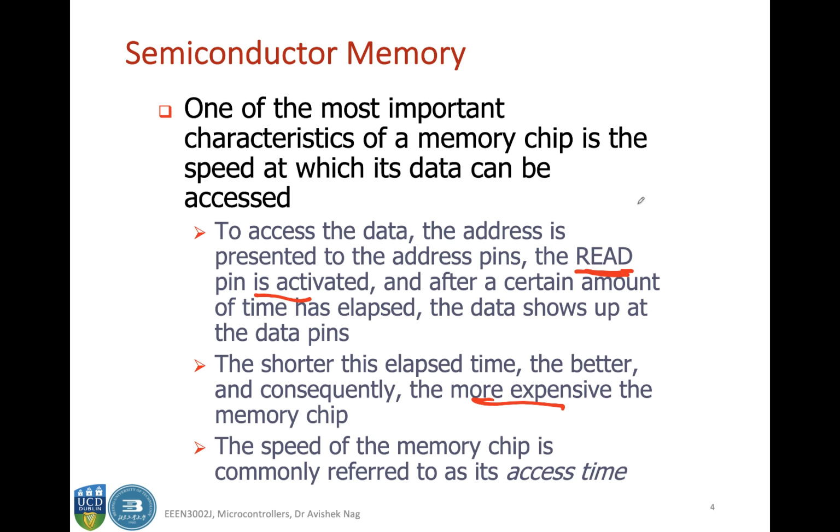Let's say a Pentium chip is more expensive than your usual 8051, and that's because a Pentium has a faster processing power. So that's what is meant by what you are seeing in this slide. The speed of the memory chip is commonly referred to as access time.